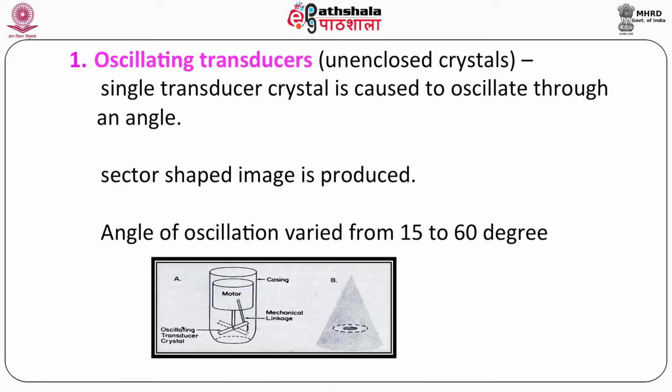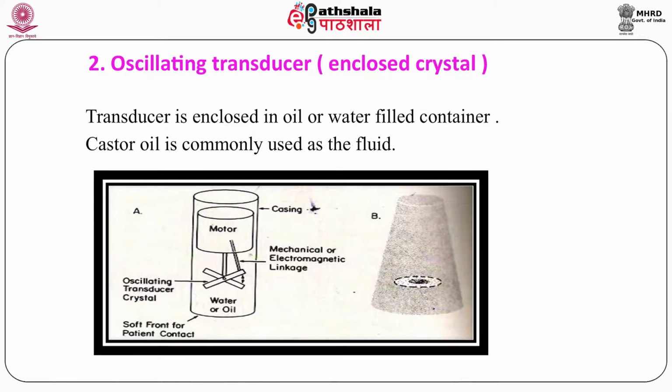oscillating type of transducer. Another oscillating type of transducer is one where the crystal is enclosed. In this type of sector scanner, the transducer is enclosed in a water-filled container. Castor oil is commonly used as the fluid. If the transducer is mounted near the surface, a sector shape is produced. When the transducer is mounted several centimeters behind the front surface, a trapezoid image is produced. So you can have both sector and trapezoidal images, as you can see in this figure. This is showing the oscillating type of transducer.